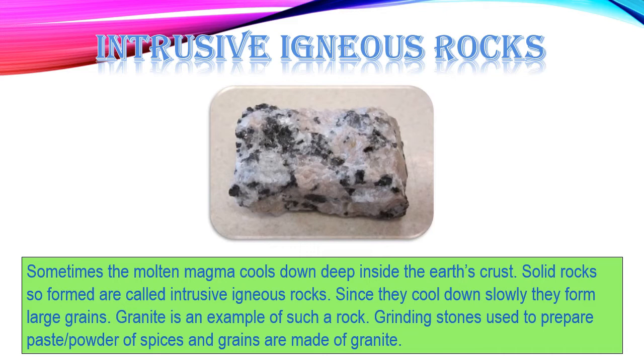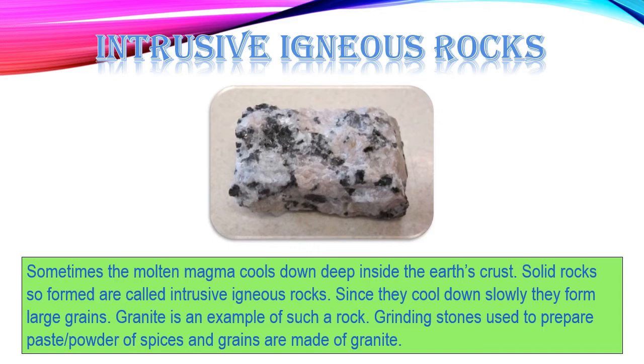As the name suggests, intrusive means they cool inside the earth's surface. So they are not visible on the earth's crust. They cool very slowly, so they form larger particle size, and a common example is granite, which is found inside the earth's crust.